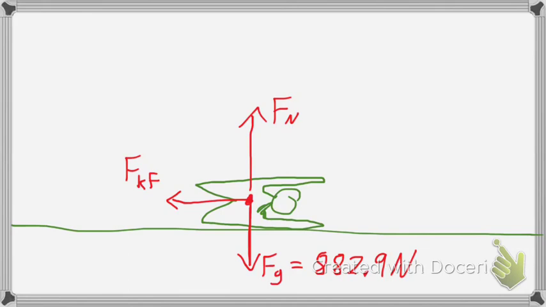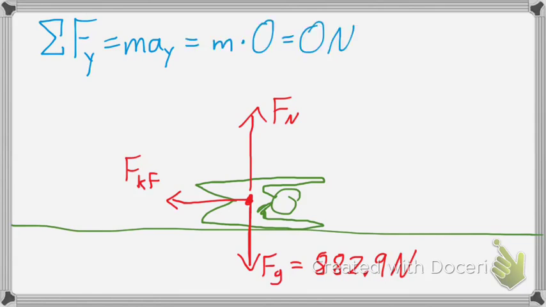Well, I know that the total force in the y direction is mass times acceleration in the y direction, and I think it's safe to assume he's not accelerating up or down, so that means his acceleration in the y direction is simply 0. And anything times 0 is 0. So his total force in the y direction is equal to 0 newtons.